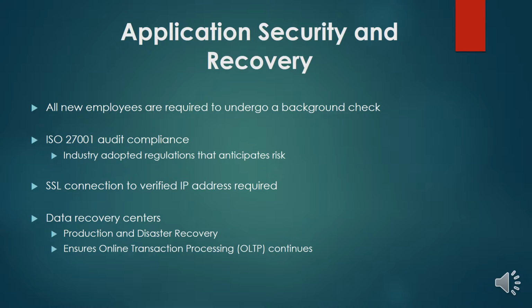There's also a data recovery center put in place in the event of catastrophe. There's actually two. One is for production and the other is for disasters. Both of these help Taxport ACA continue to operate in the event of some catastrophe. It ensures online transaction processing, or OLTP, still happens, and all of the data will remain safe because of these recovery centers and nothing will be lost.